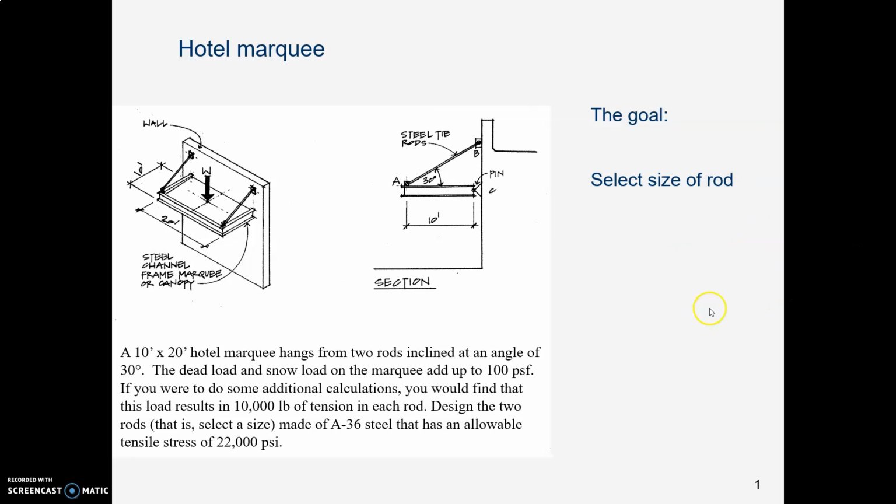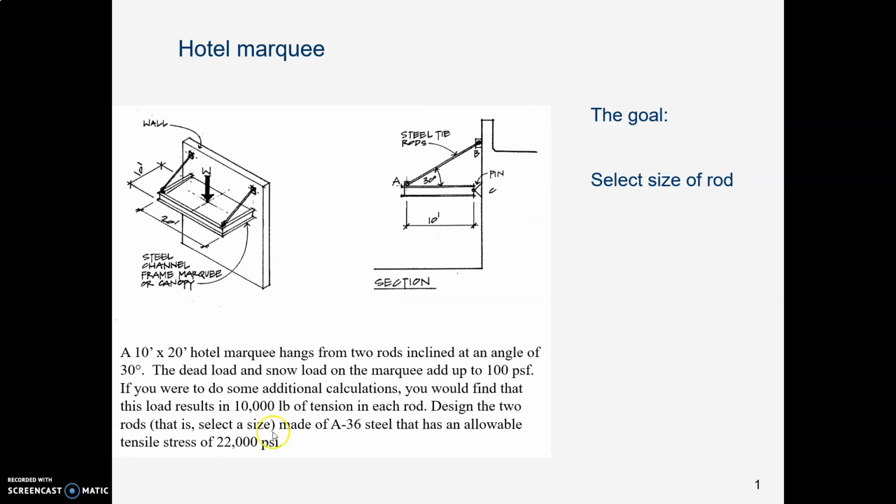Right, in this next several questions in the quiz, we're looking at this hotel marquee, and our goal is to pick out how big a round rod we need from which to hang this marquee. And by the way, a marquee is a covered structure over a building entrance, so that's why you might sometimes hear those signs above movie theaters called marquees. It's because it's a covered structure over an entrance.